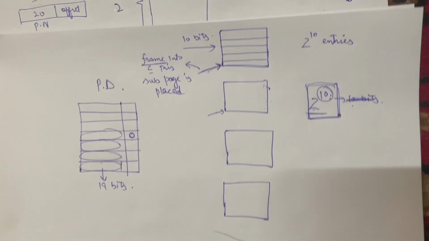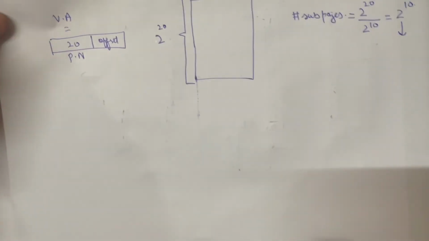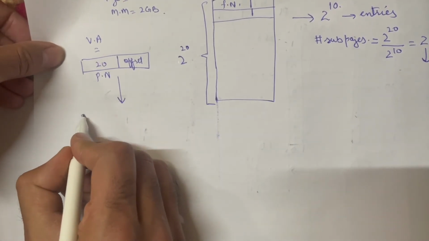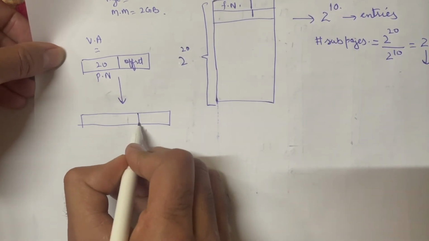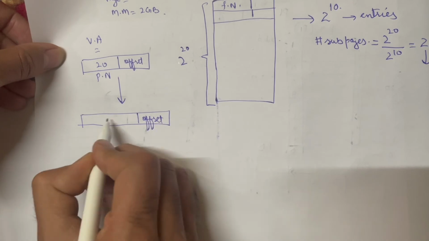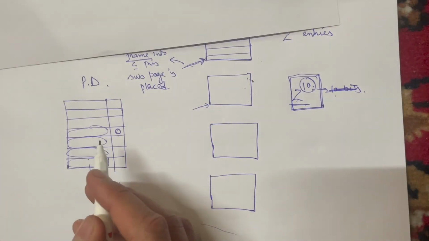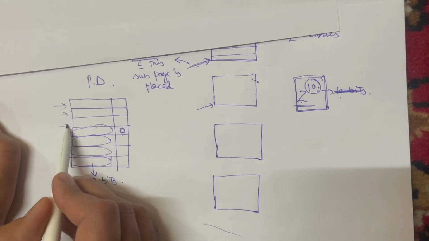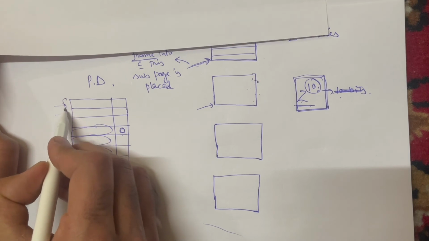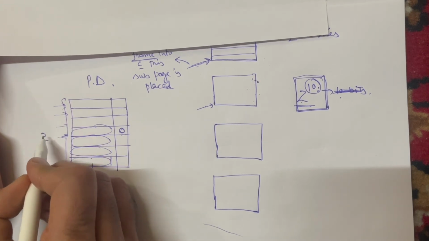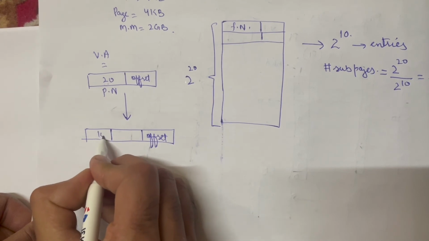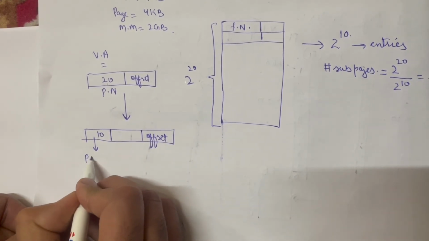Now let's see how we convert a virtual address into a physical address. What was our virtual address? 20 bits for page number and the offset. So basically this virtual address is now divided into 3 parts. This will be the offset, and in these 20 bits, the most significant bits will be required to address the page directory. How many entries are there in the page directory? 2 raised power 10. So how many bits are required to access it? 10 bits. Using these 10 bits we will access the page directory.